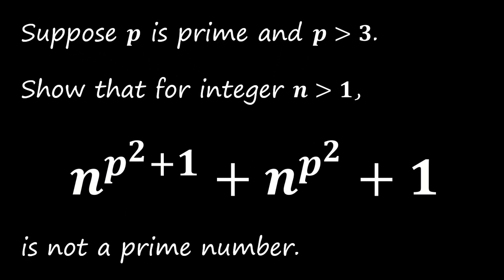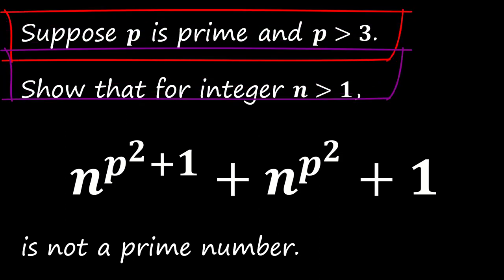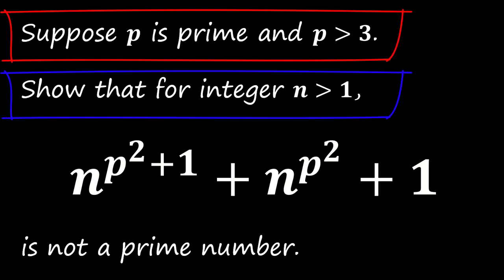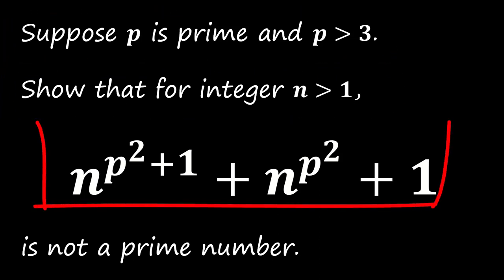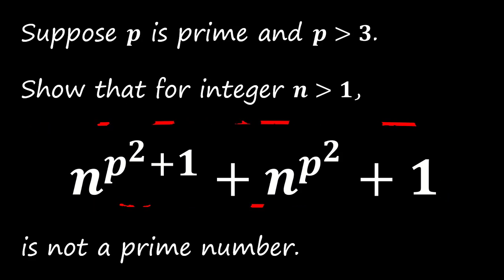For today, let's look at this interesting number theory problem. This problem involves p and n as shown. Suppose p is a prime and p is more than 3. Show that for any integer n that is greater than 1, n to the power of p squared plus 1 plus n to the power of p squared plus 1 is not a prime number. Please give it a try before you look at the answer.